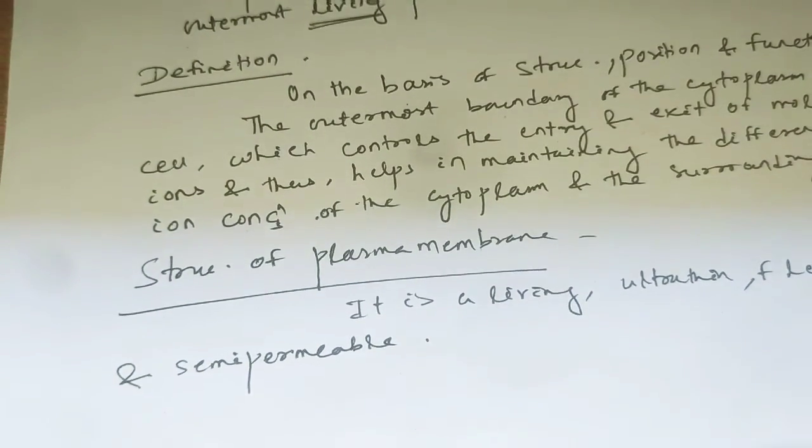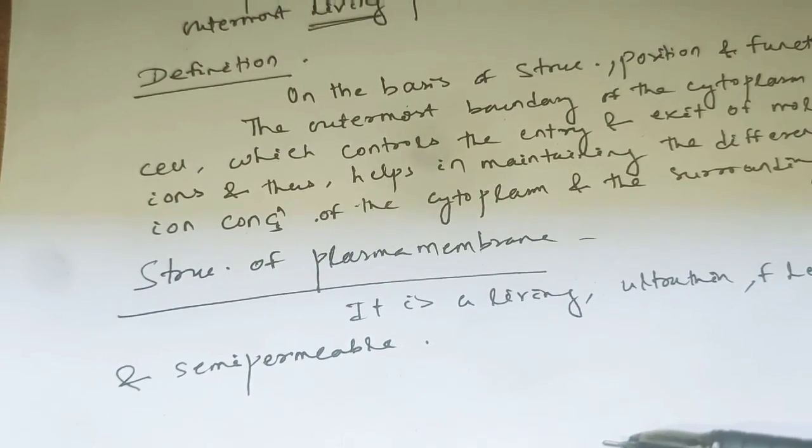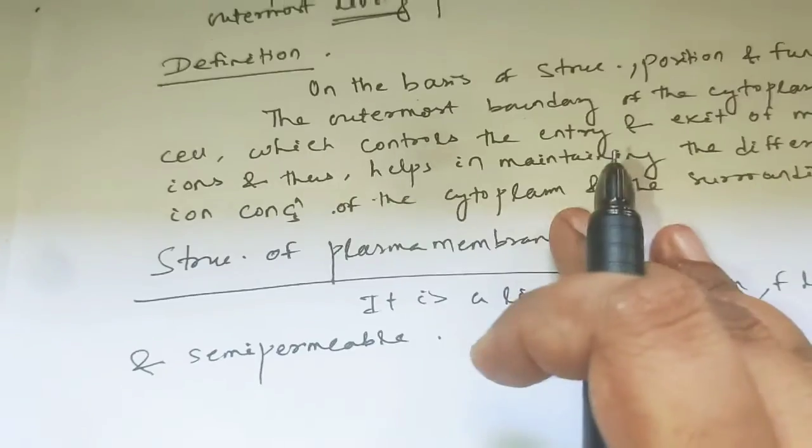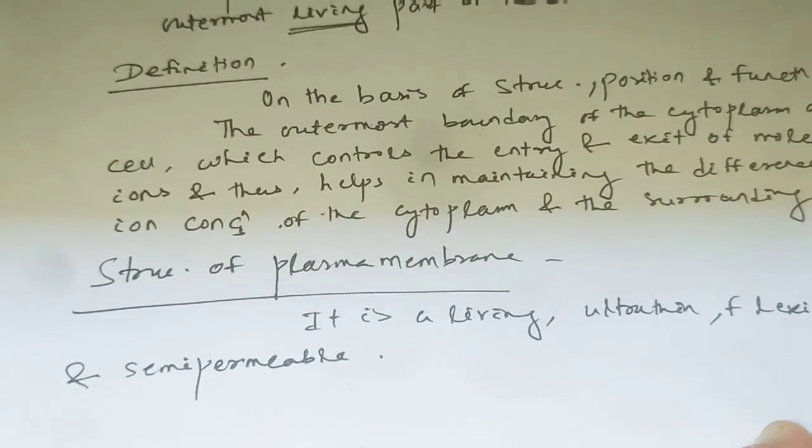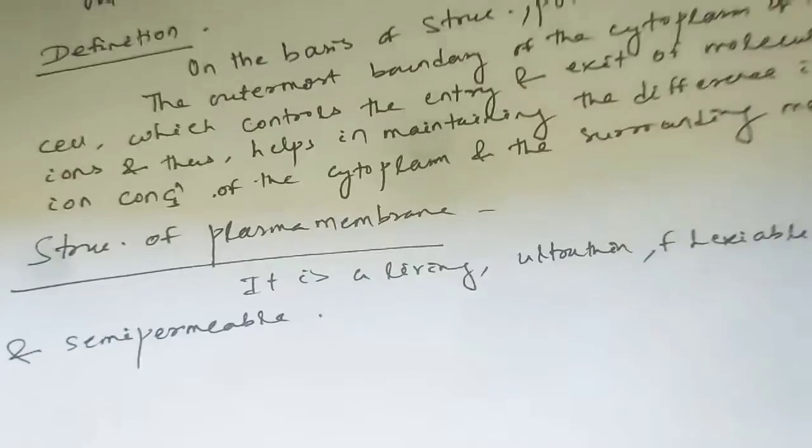That's why many scientists gave various theories and models to explain the structure of the plasma membrane. Here are some models and theories' names. See here.